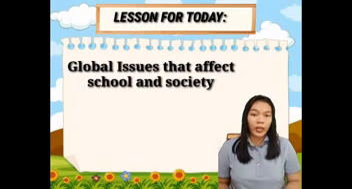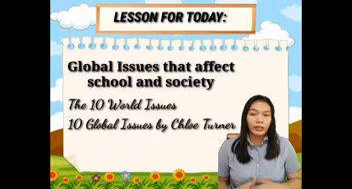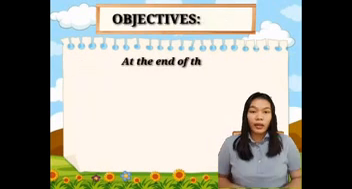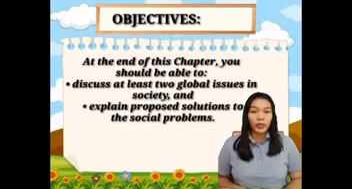Under these topics are the 10 global issues according to Chloe Turner, and the 17 sustainable development goals for 2015 to 2030. At the end of this chapter, you should be able to discuss at least 2 global issues in society and explain proposed solutions to the social problems.